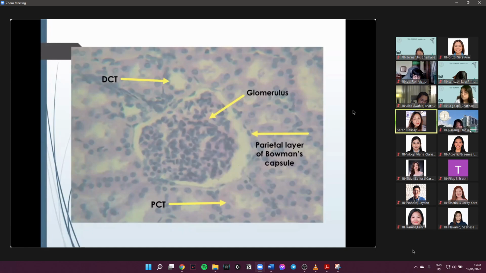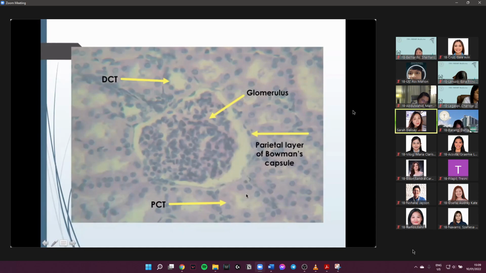So what else do we see here in this picture? You'll see again the first 2 types of tubules that we have. The first one here is what we call the proximal convoluted tubule, and next to it is your distal convoluted tubule. Now, how do we differentiate these 2 types of tubules that you see very near? Note that they're usually seen very near your renal corpuscle. So firstly, let's look at your proximal convoluted tubule.